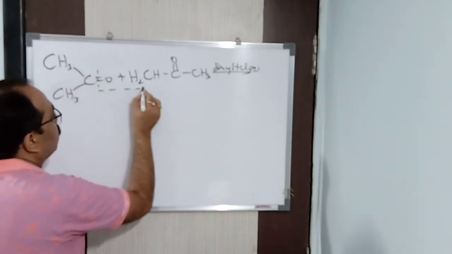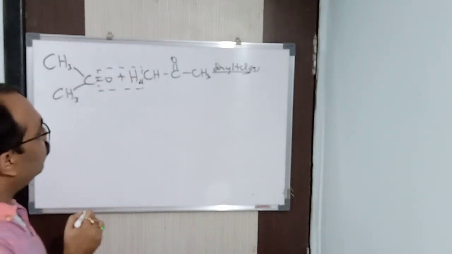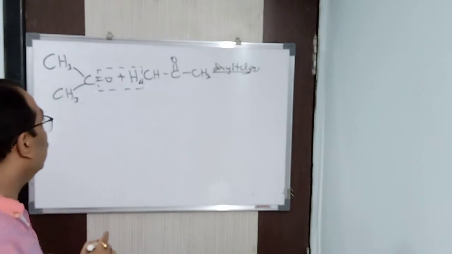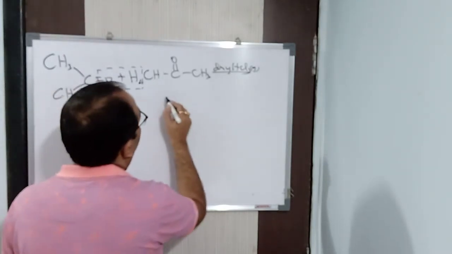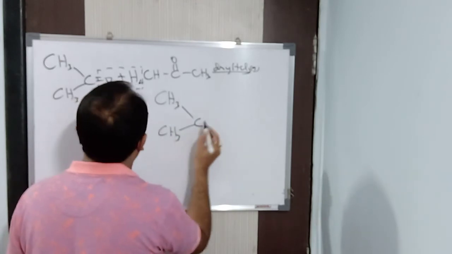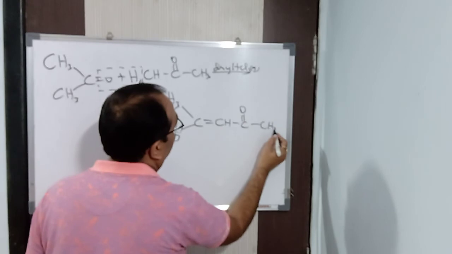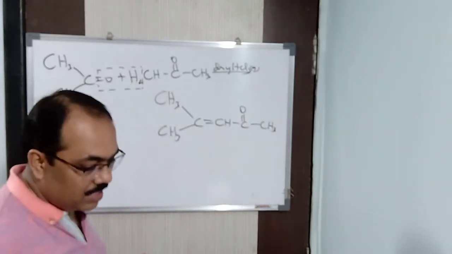This I have said earlier also. HCl has strong affinity for water; 452 volumes of HCl is soluble in 1 volume of water. See, water is removed. And what do I get as the product? (CH3)2C=CH-CO-CH3. It is known as mesityl oxide.